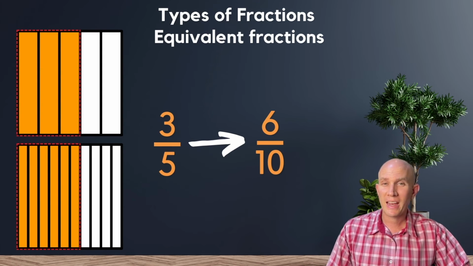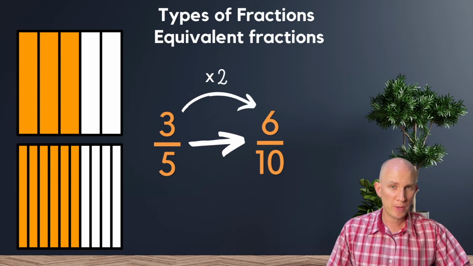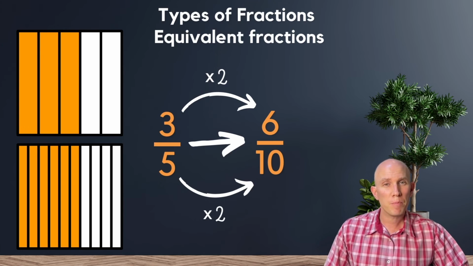And you can actually find any number of equivalent fractions just by taking the numerator and the denominator and multiplying them by the same number. So I could times it by 2 on the top and the bottom, and I would get the equivalent fraction. I could times it by 3, by 4, by 5, by 10, by 1,000, and as long as I'm timesing the top and the bottom by the same number, they would always result in an equivalent fraction.